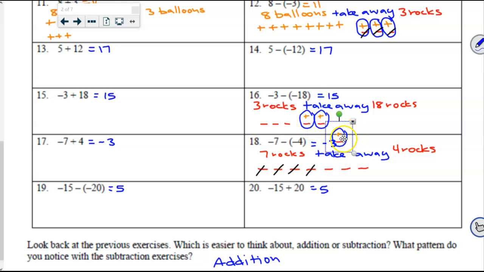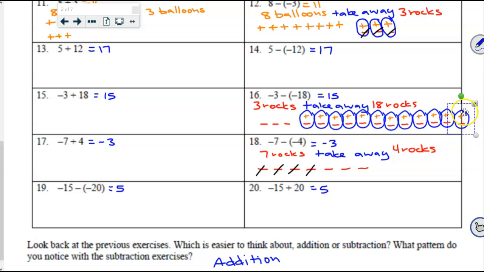1, 2, 3, 4, 5, 6, 7, 8, 9, 10, 11, 12. Holy cow. Gonna have to really get squishy and tight here to make them all fit.